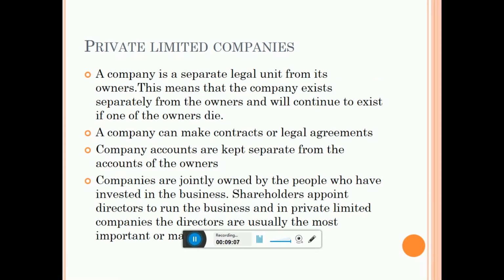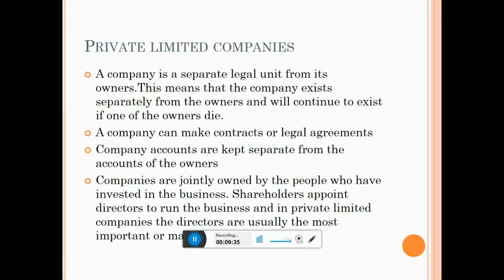Then we have private limited companies. A company is a separate legal unit from its owner. This means that the company exists separately from the owners and will continue to exist if one of the owners dies. This is a disadvantage of partnership and sole trader too. If one of the partners dies, then the business will end, and if the sole trader dies, then the business will end. But as far as private limited companies and companies are concerned, the business will continue to exist.